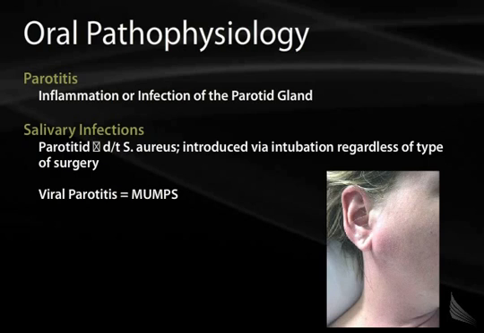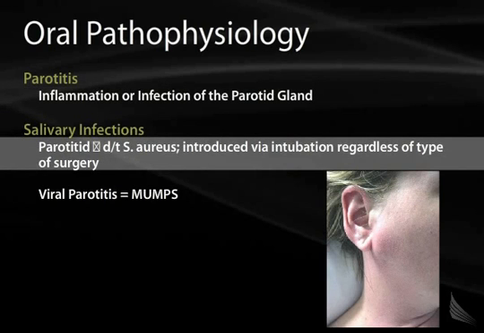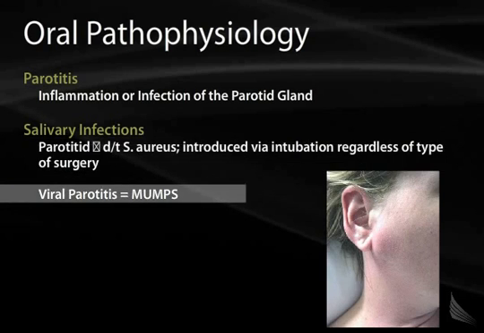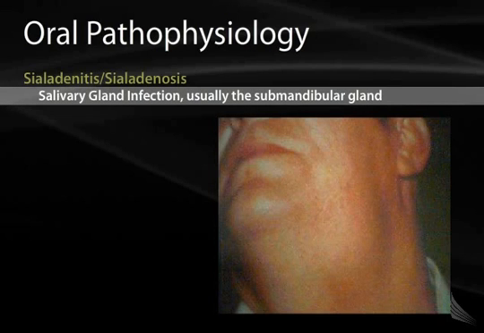Inflammation or infections of the salivary glands also occur. Parotitis represents inflammation or infection of the parotid gland. The most common organism associated with this is Staph aureus, and is often introduced by intubation, regardless of the type of surgery. Viral parotitis also occurs and is usually associated with mumps. Sialadenitis or sialadenosis is infection of the salivary gland and usually involves the submandibular gland. This may often be due to a retained stone in the salivary gland, which prevents emptying of salivary contents.